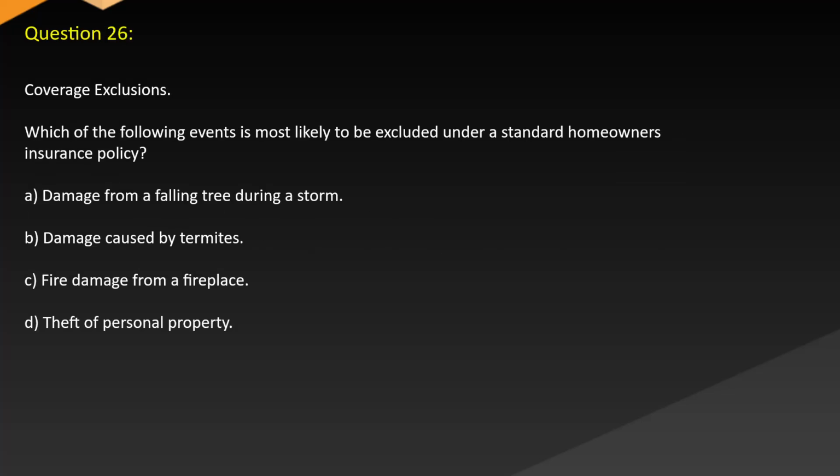Question 26. Coverage exclusions. Which of the following events is most likely to be excluded under a standard homeowner's insurance policy? A. Damage from a falling tree during a storm. B. Damage caused by termites. C. Fire damage from a fireplace. D. Theft of personal property.